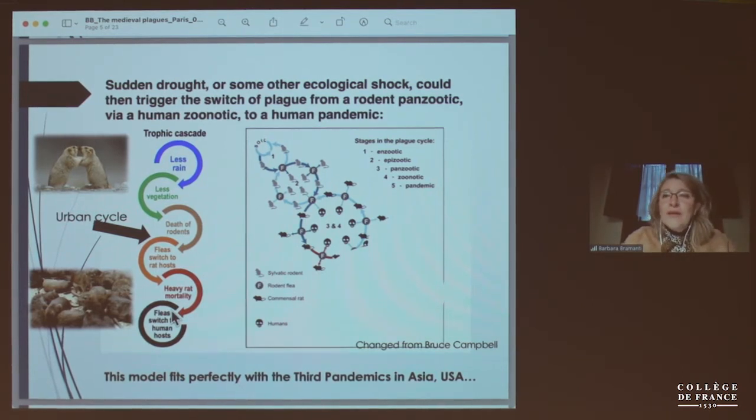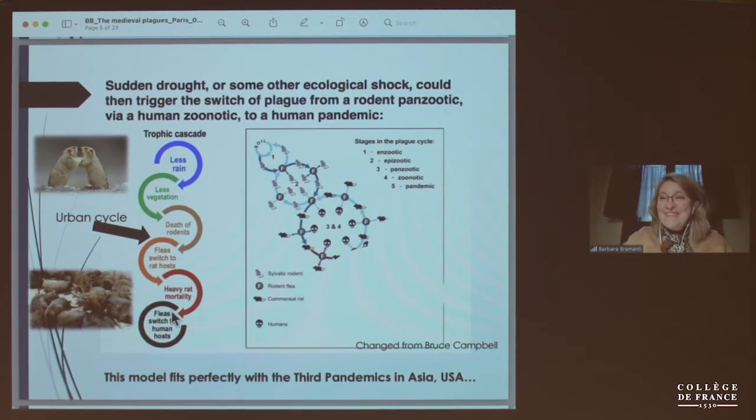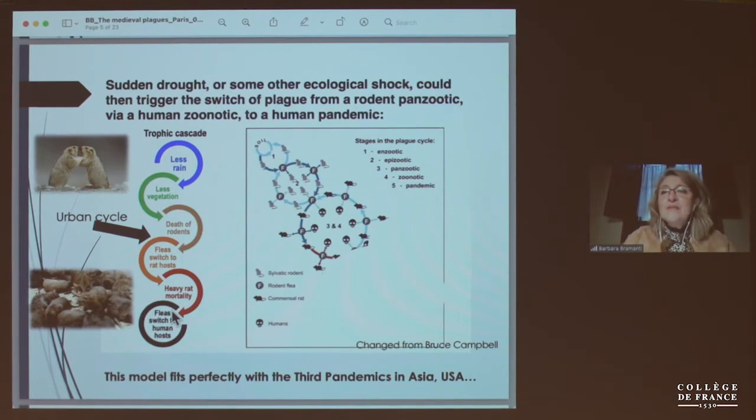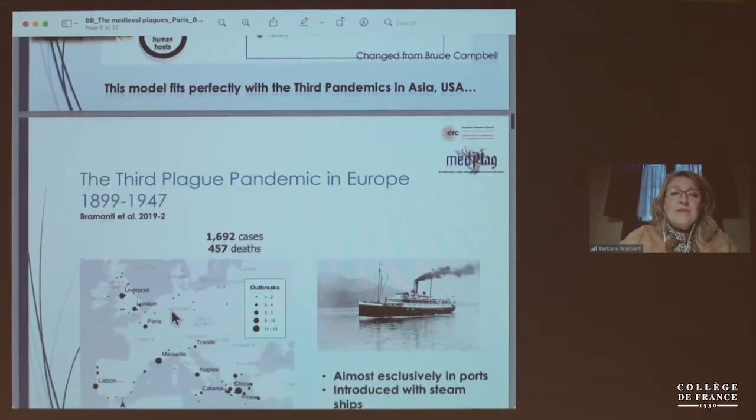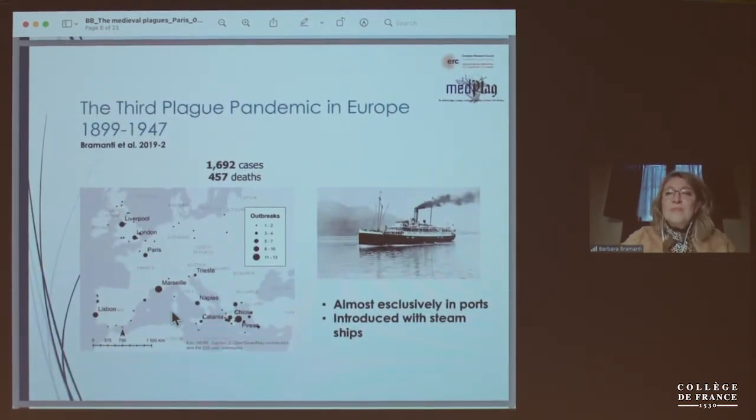In such a way, you have a kind of epidemic among humans, which is sustained by the presence of the dead rats. So this is a model, of course. It's not the truth, but it is a model. But this model fits very well with the third pandemic in Asia, in the USA, and in other places. Let's now have a look at what happened in Europe during the third pandemic.